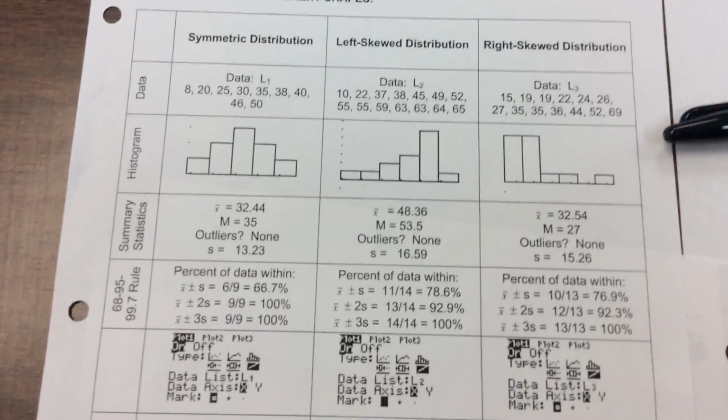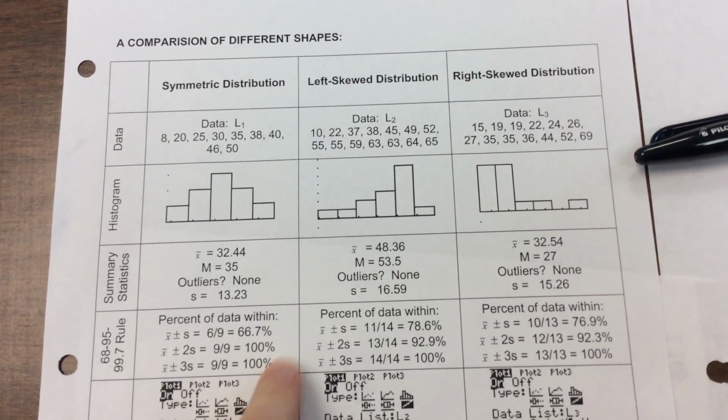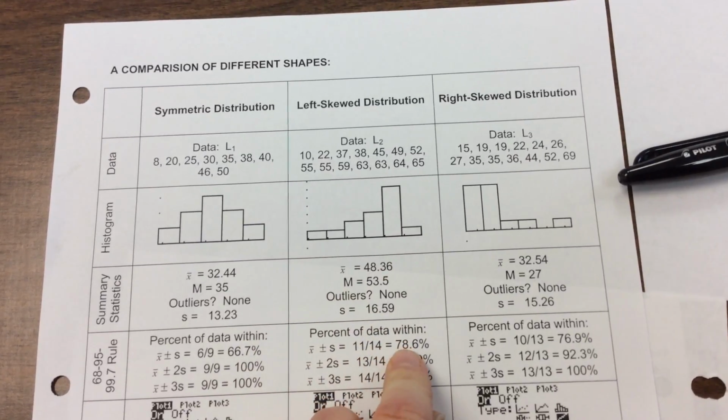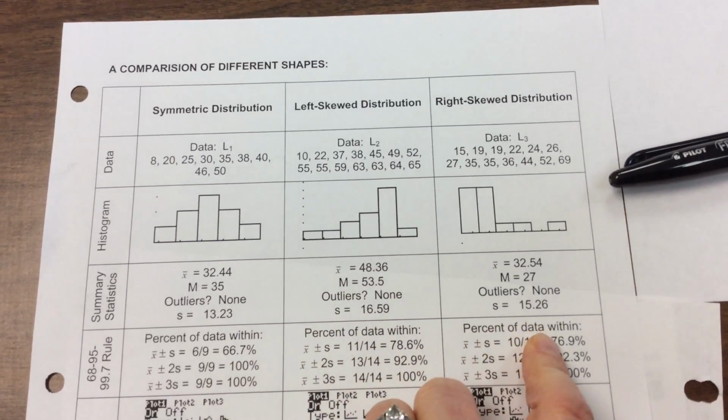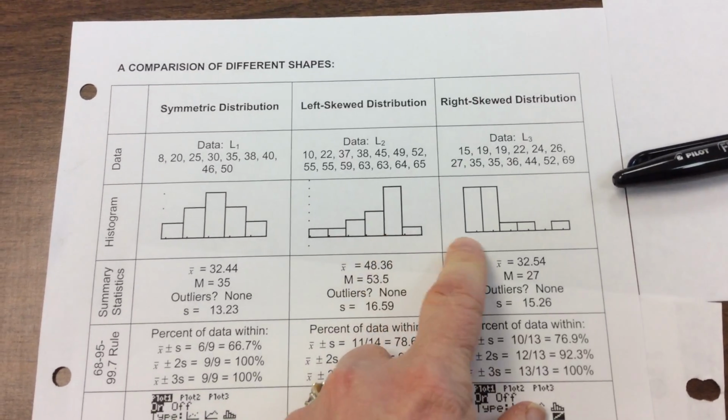Just looking at how the empirical rule would work. So in this one right here, we're close to that 68, 95, 99.7. But in this one, you can see within 1 standard deviation, we're at 78.6. And this one, we're at 76.9. So this is not following the empirical rule. It doesn't look like it would because it's not that nice bell shape.